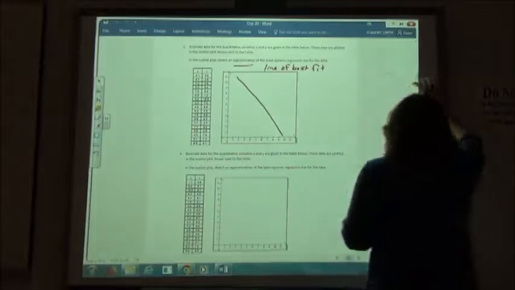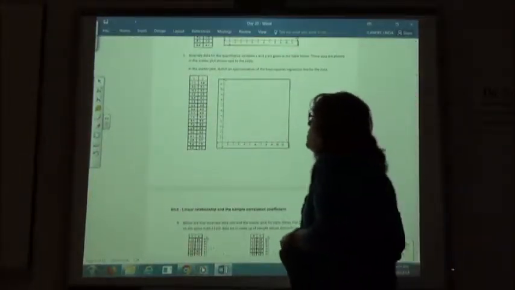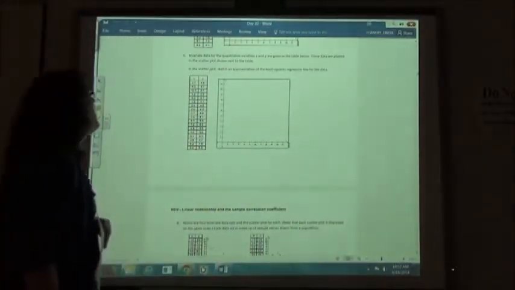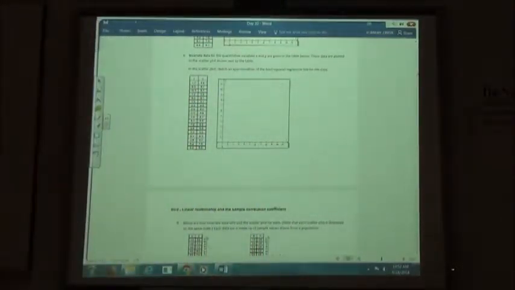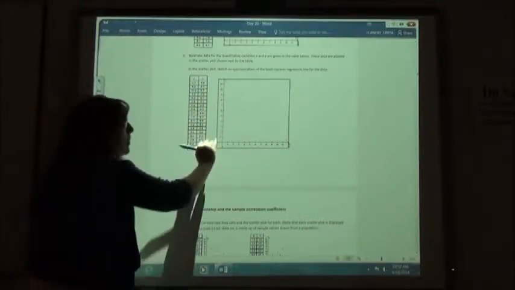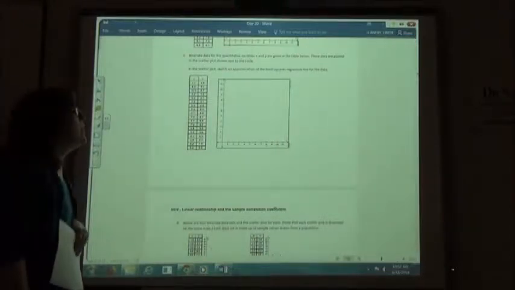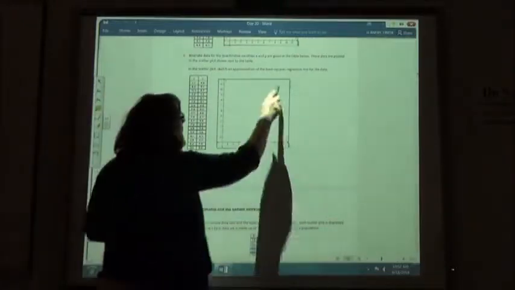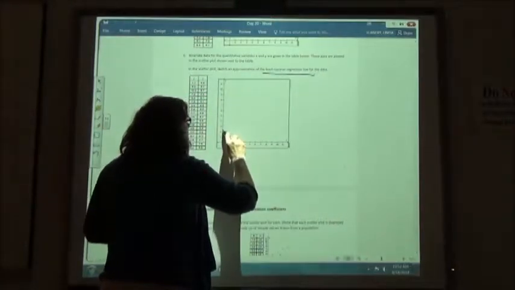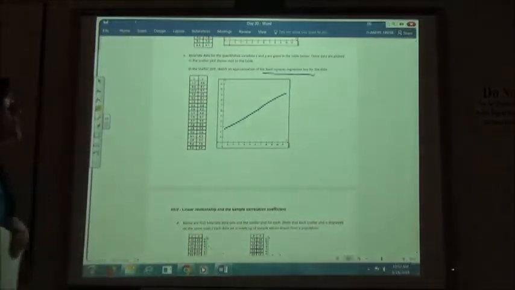Number 3 here, if I slide this up so we can see it. Again, bivariate means there are 2 variables, an x and a y. Our quantitative variables are given in the table below. These data points are plotted in the scatter plot, so they've plotted all the points out for you. In your scatter plot, sketch your approximation for the least squares regression line. My least squares regression line is my line of best fit. I'm just going to approximate a line that goes somewhere close to the middle of my data, and it might look sort of like that.